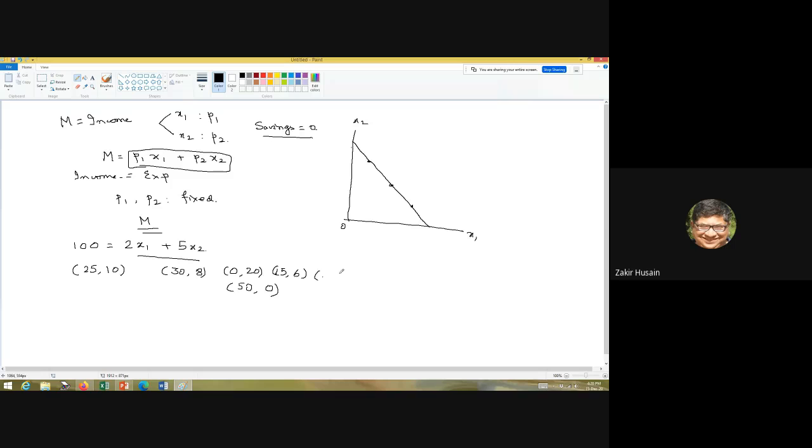So in this way, all these combinations of x1 and x2 which lie on this line, we can find out by solving this equation. All of this will give me a level set.